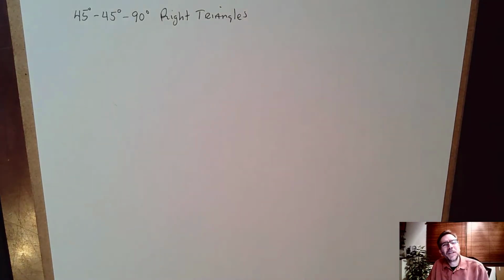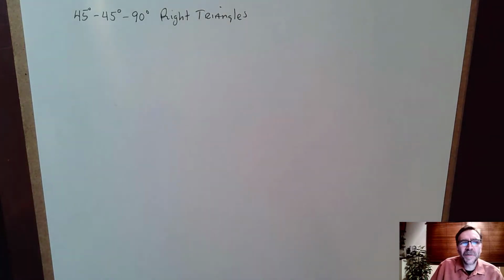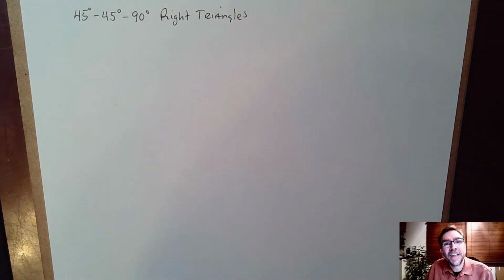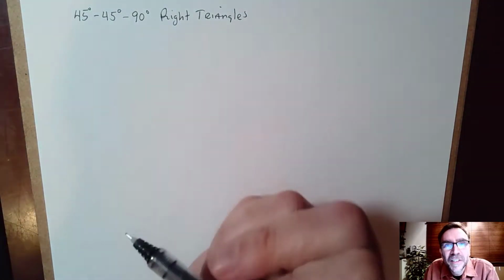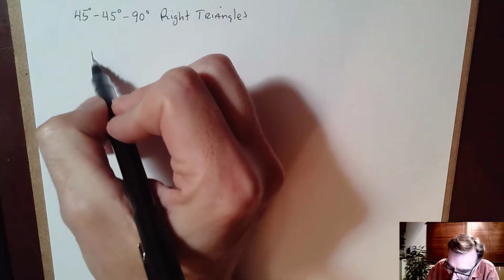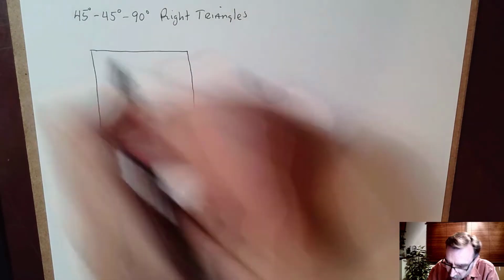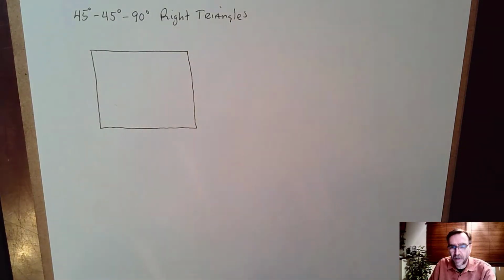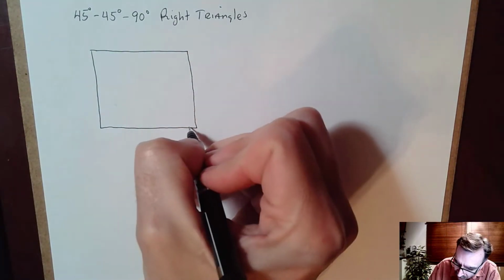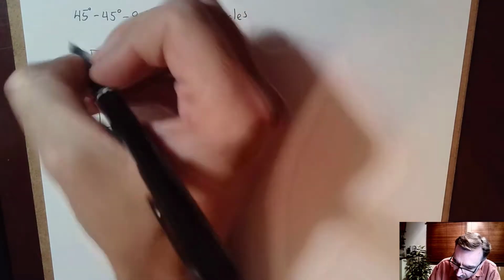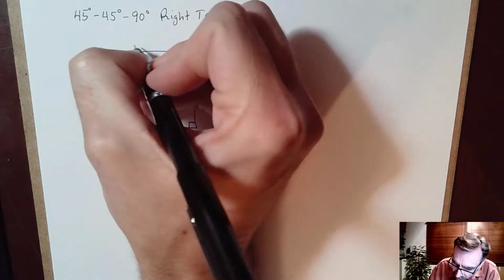Okay, in this video we're going to go over our special triangles, and we're going to start here with the 45, 45, 90 right triangle. And we're going to build this from scratch. So to build a 45, 45, 90 right triangle, what I'm going to do is start with a construction of a square where all the sides are equal and all the angles are 90 degrees.